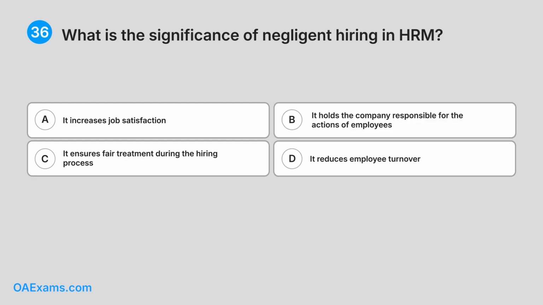36. What is the significance of negligent hiring in HRM? A. It increases job satisfaction. B. It holds the company responsible for the actions of employees. C. It ensures fair treatment during the hiring process. D. It reduces employee turnover. Can you guess the answer?